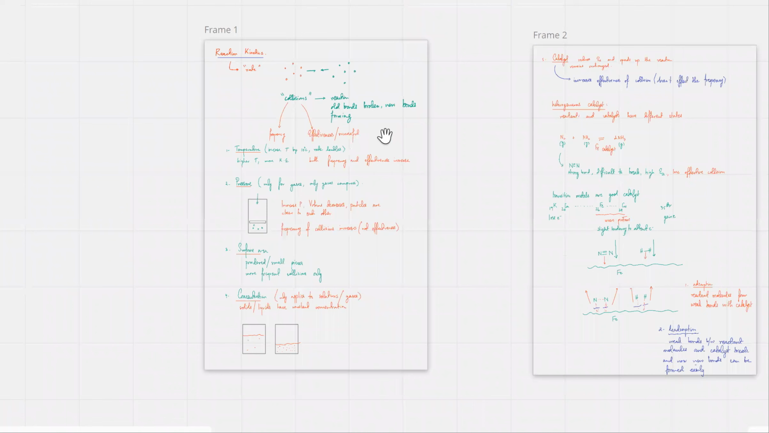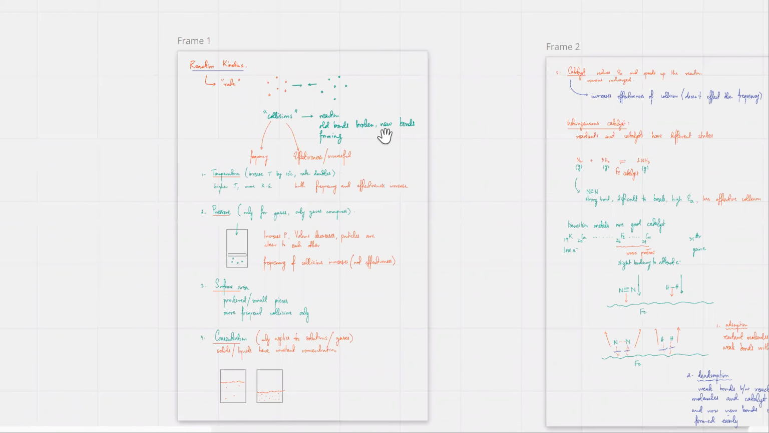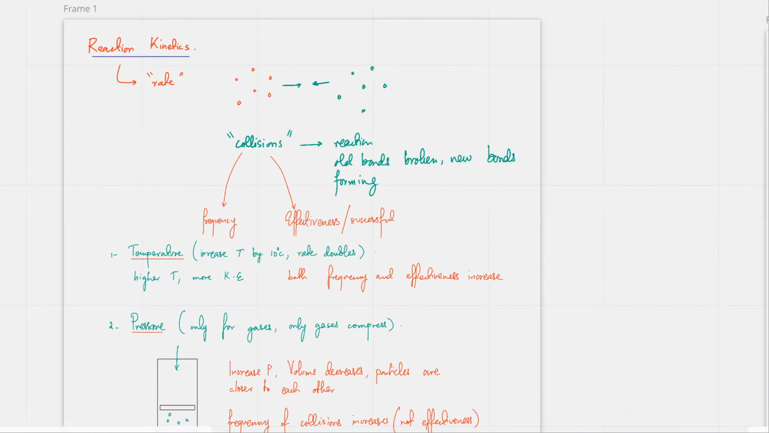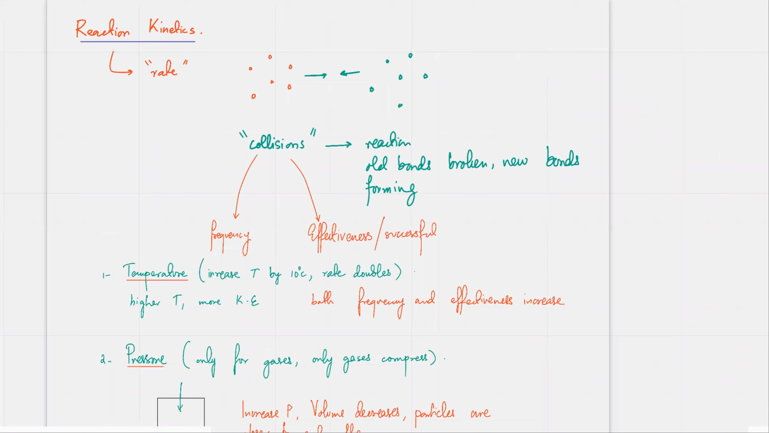So we had started rate of reaction. I told you that everything depends on collisions, like particles bumping into each other. And when you talk about collisions, you talk about them in two ways. One is how frequently they are colliding, and the other is how effectively they're colliding.